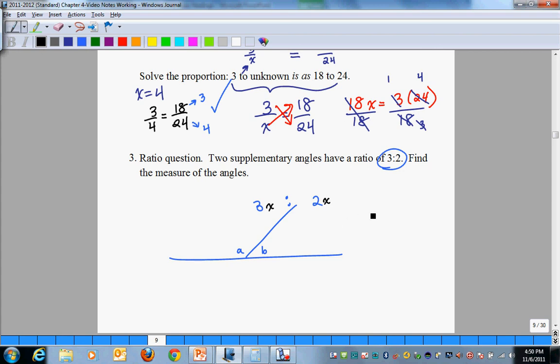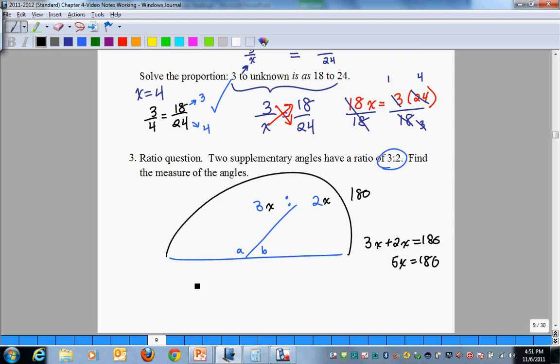So 3 of something and 2 of something is 180. So we're going to do this. 3x plus 2x equals 180. 5x equals 180. So we're going to do 180 divided by 5. We get x equals 36. So 2 times 36 is 72. 3 times 36 is 108. And that will reduce to a 3:2 ratio and add up to 180.